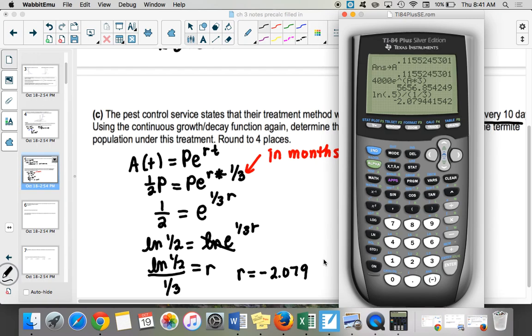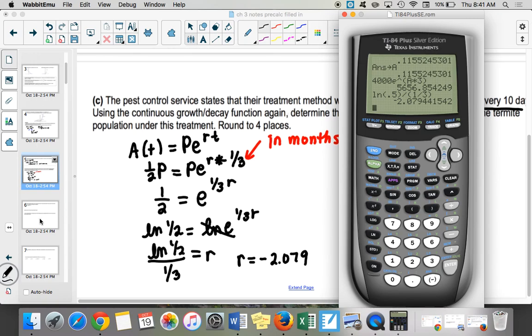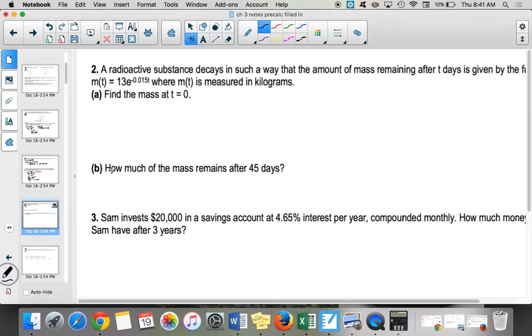Okay. So that's an important thing to notice about the PERT equation, the PE to the RT equation. If R is positive, it's growth. So the termites were growing with a positive rate. If R is negative, it's decay. So the termites are being killed off then. Does that make sense? All right, so you can always tell if it's growth or decay by looking at that R value. All right, so we did number 2.